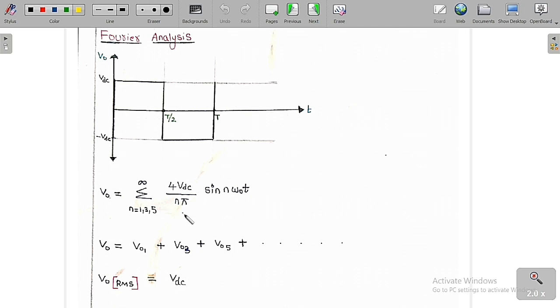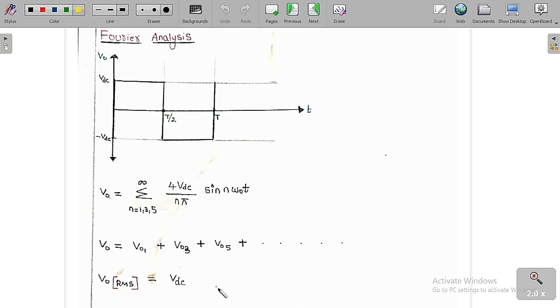You can see clearly, if you substitute n is equal to 1, we are going to get the fundamental component. If you substitute n is equal to 3, we are going to get the third harmonic. And if we substitute n is equal to 5, we are going to get the fifth harmonic, and it goes on up to infinity. Therefore only odd harmonics are going to be present in this signal.